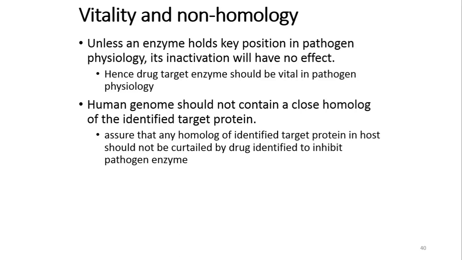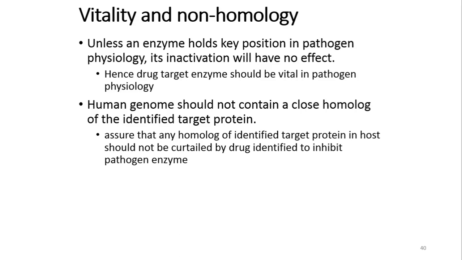Therefore, you should target a protein that is very vital, that plays a very key role in pathogen physiology. It should be a sure shot way, so that if you inhibit it, there is no way for that pathogen to survive. There are no compensatory pathways that would create the same metabolites by some other different route. So this is the concept of vitality.